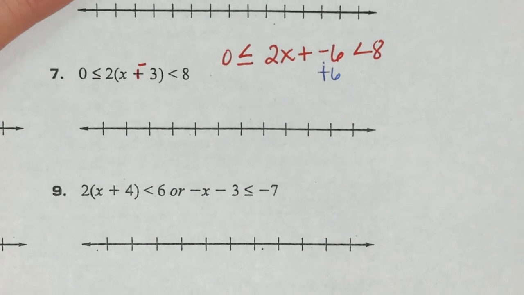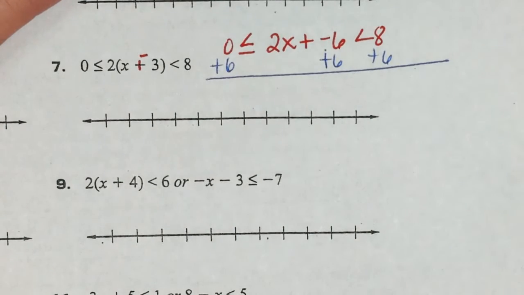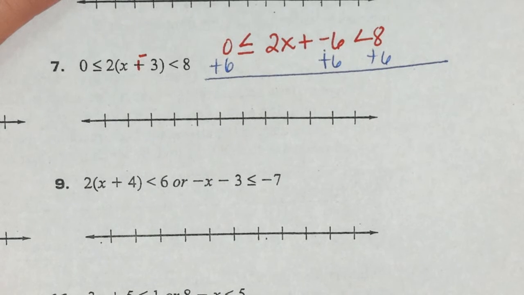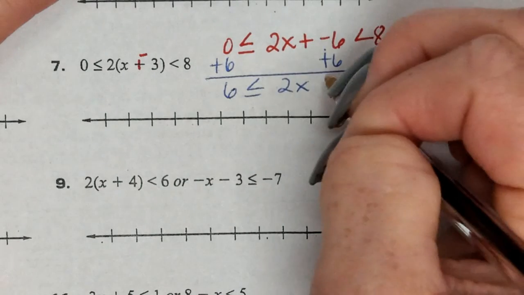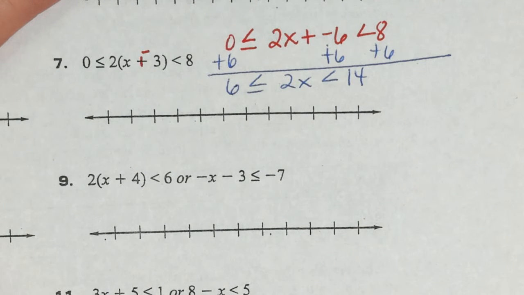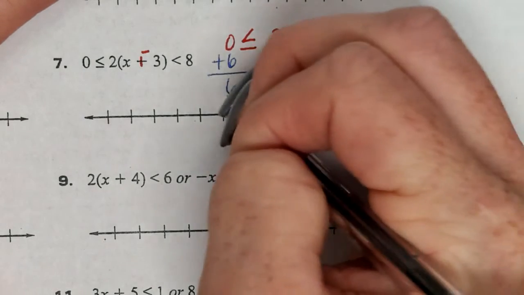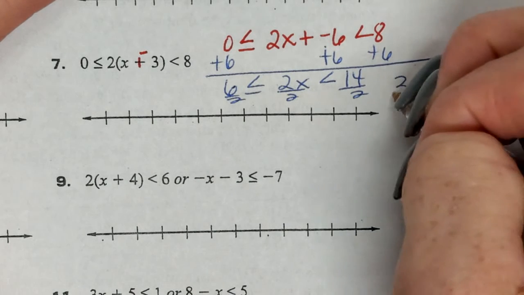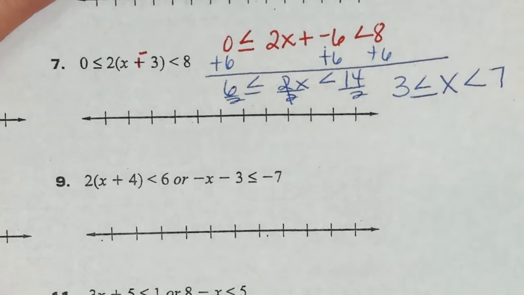Whatever I do in the middle, I have to do on the outside. So +6 plus 6. 0 plus 6 is 6, is less than or equal to 2x, which is less than, what's 8 plus 6? 14. Is x by itself? No. How am I going to get rid of that 2? Divide everything by 2. So I have 3 is less than or equal to x, which is less than 7.